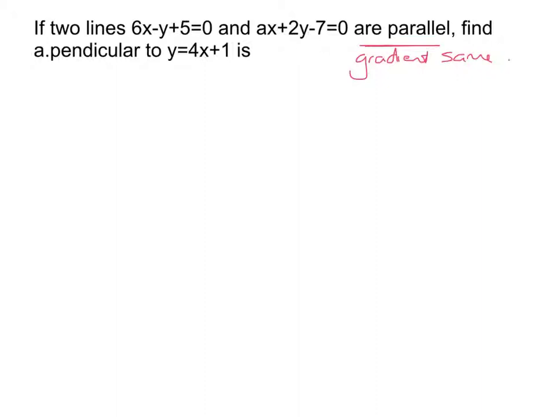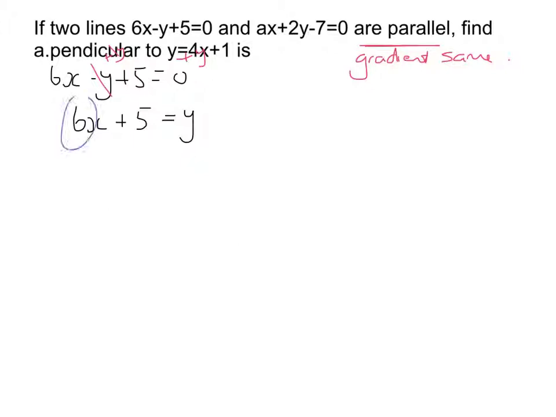So what I'm going to do is rearrange both these equations and put them into y equals mx plus c form. So the first one, we have 6x minus y plus 5 equals 0. I'm going to cheat with this one. I'm just going to add y to both sides. It's not really cheating, it's just being clever. So cancel that down. So we now end up with 6x plus 5 is equal to y. Doesn't matter if y is at the end or at the start. This is now in y equals mx plus c format, so we can tell that our gradient is equal to 6.